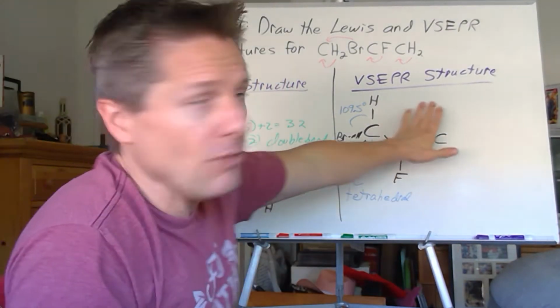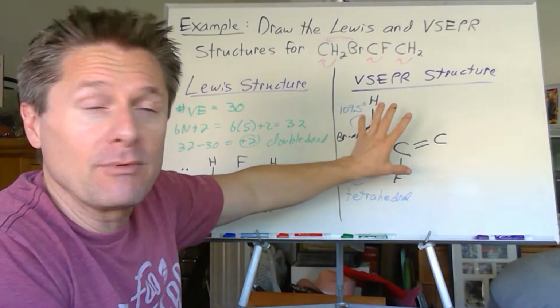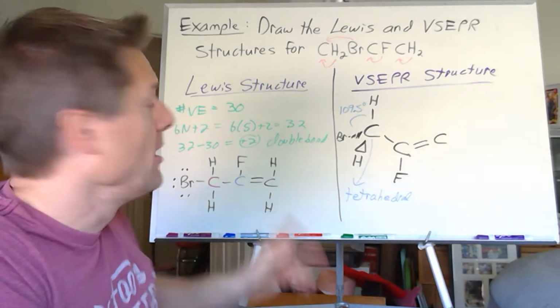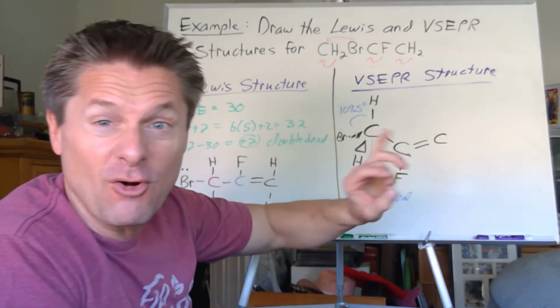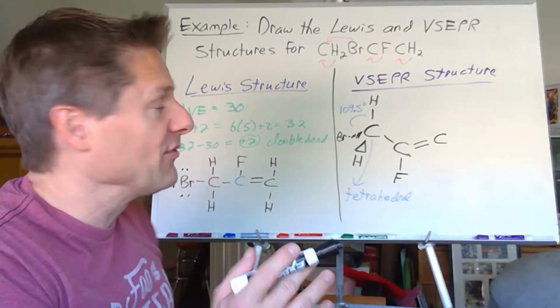Remember, in VSEPR structures, you don't have to draw the lone pairs. We're looking at where the atoms are in 3 dimensions. Whereas in a Lewis structure, we're trying to see where the electrons are placed. So you have to draw these lone pairs. So you're welcome to, but it's not necessary. I do like to include them if they're on the central atom, because if I don't, then I forget to get the appropriate angles and things.